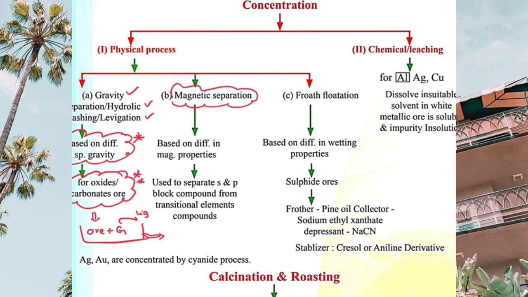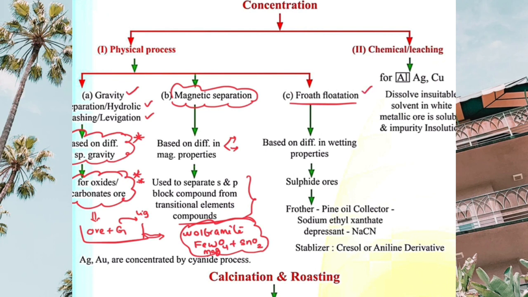Next, magnetic separation, very important. One of the components must be magnetic in nature. What do you mean by that, sir? Either the ore or the gangue must be magnetic in nature. It is used to separate s and p block compounds from transition elements. For example, wolframite is a magnetic ore which contains SnO2, tin stone, as a non-magnetic impurity, separated by using magnetic separation.